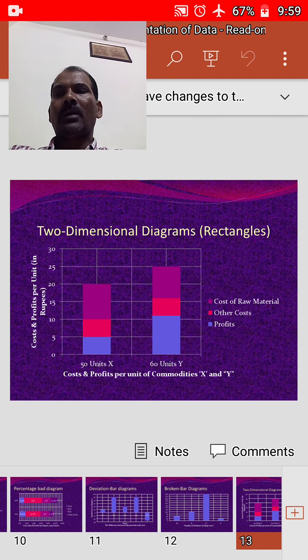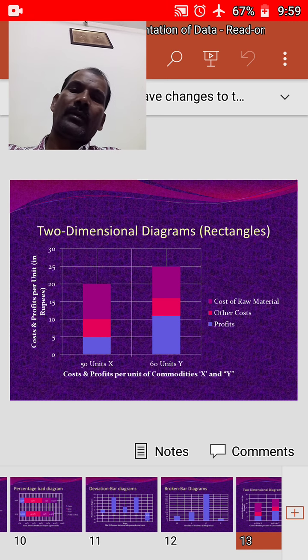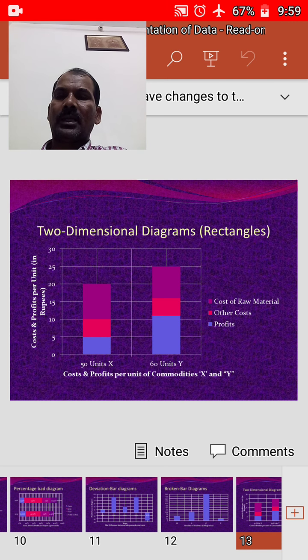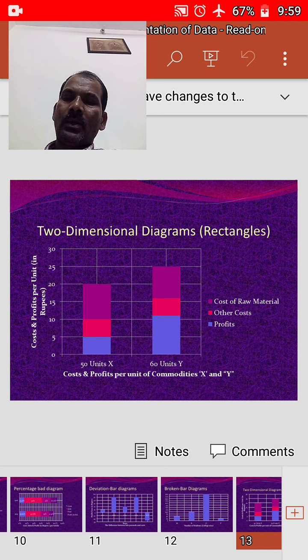Rectangular diagram. Prices of items are given. Price per unit of commodities X and Y. There are two commodities given, X and Y. The price per unit of commodity X is 20, Y is 25. Quantity sold 50, 60. Cost of raw material 500, 540 respectively. Other costs 250, 300. Profit 250 and 660 respectively. Now with the use of this we can draw a rectangular diagram.